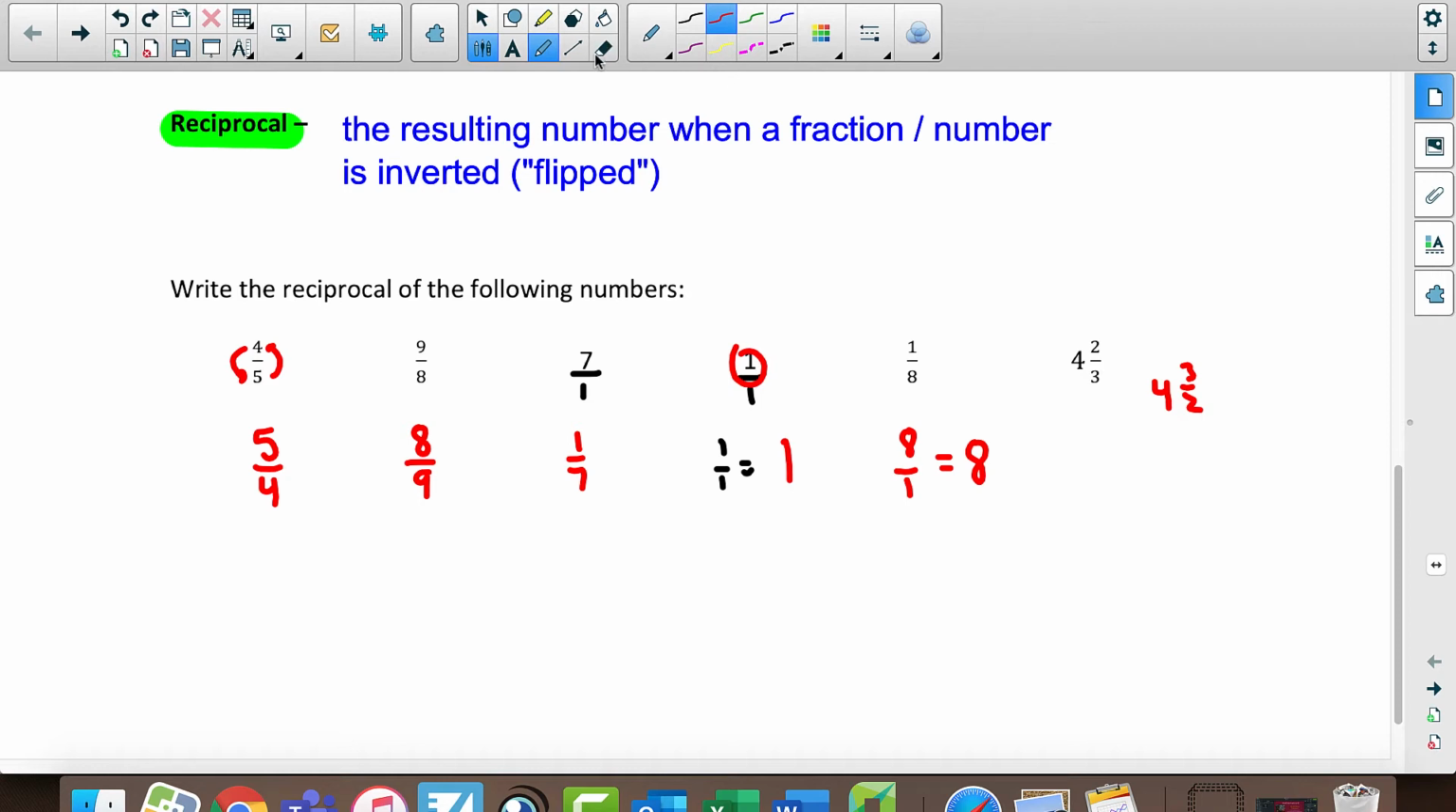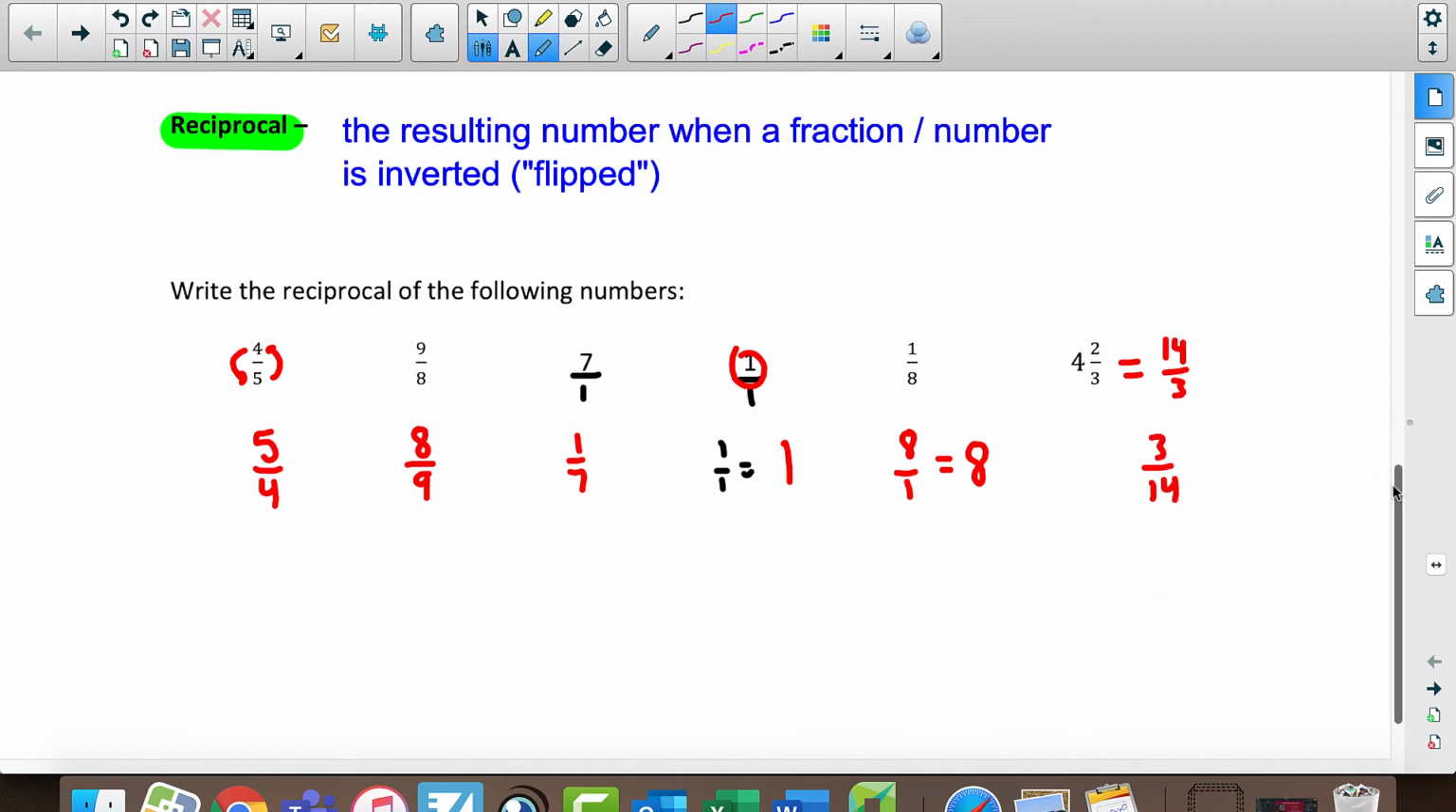No, wrong. Any guesses what you have to do first before you can get the reciprocal? You have to start by putting it into improper form. So 4 times 3 is 12, plus 2 is 14, and keep the denominator the same. Now we can get the reciprocal. 3 comes to the top, 14 goes to the bottom.